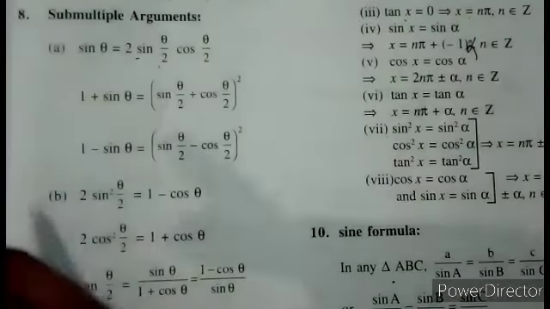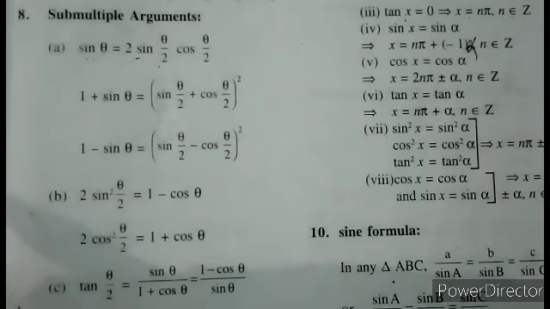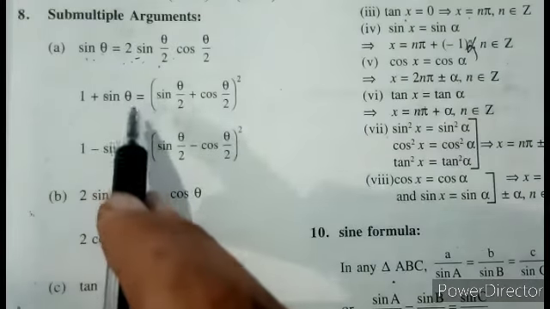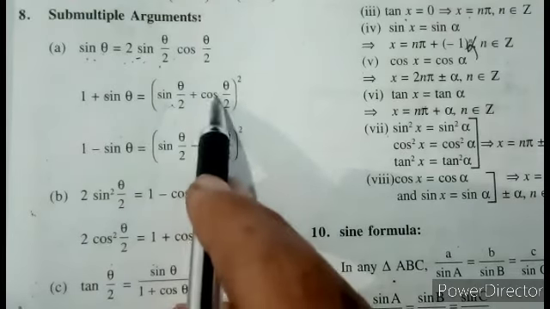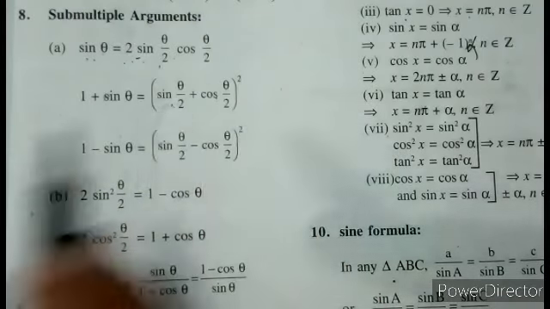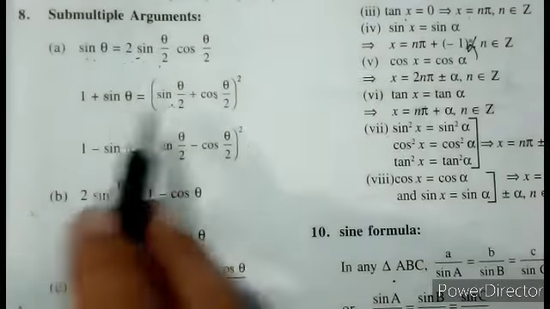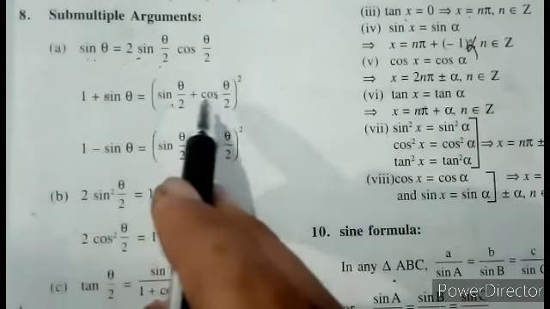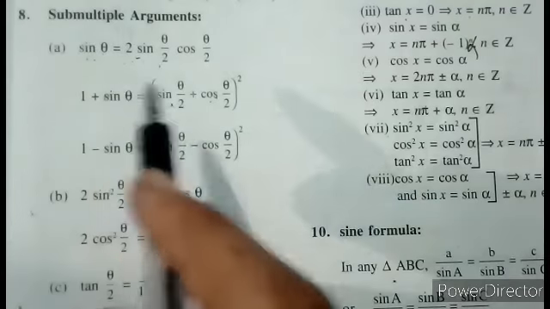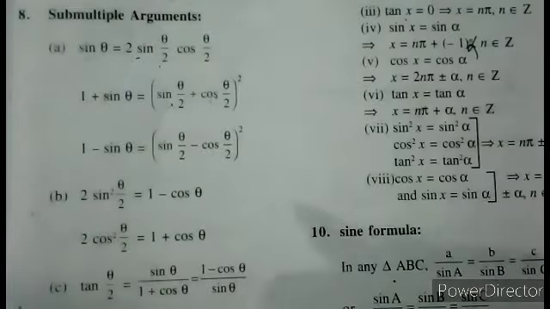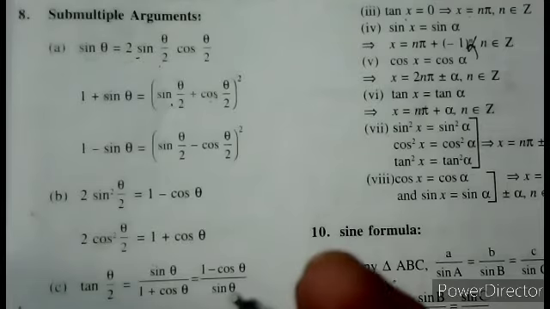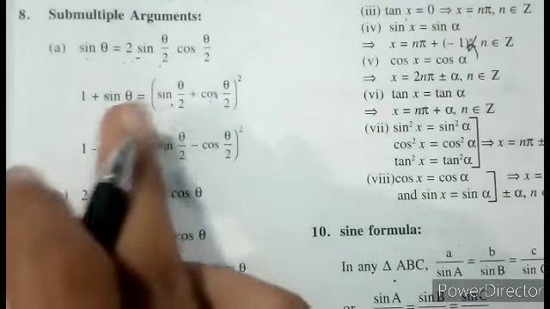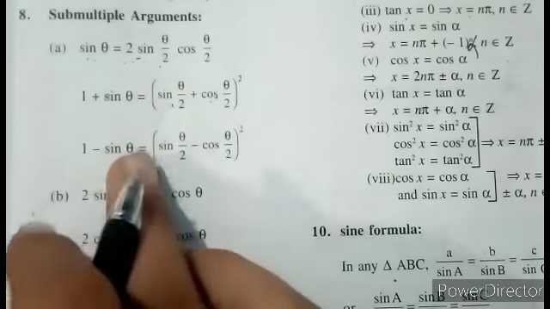Then come to the formula that 1 plus sin theta is equal to sin theta by 2 plus cos theta by 2 the whole square. That is, sin square theta by 2 plus cos square theta by 2 plus 2 sin theta by 2 into cos theta by 2. We know that sin square theta by 2 plus cos square theta by 2 is equal to 1. So we are only left with 2 sin theta by 2 into cos theta by 2, which is the formula of sin theta. So 1 plus sin theta is equal to this, and 1 minus sin theta is equal to this.